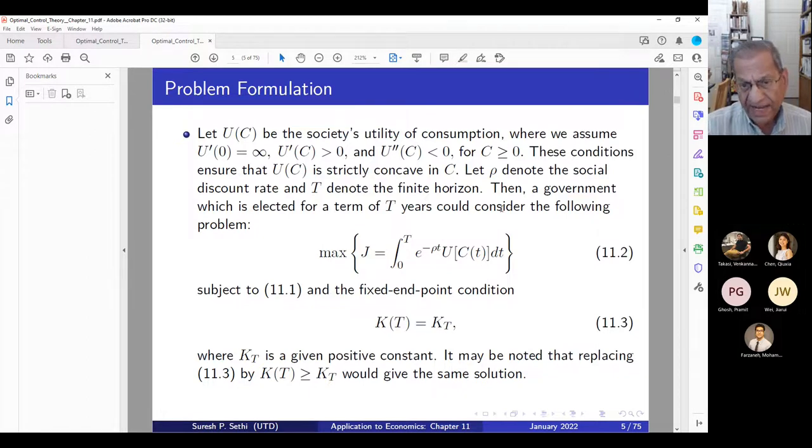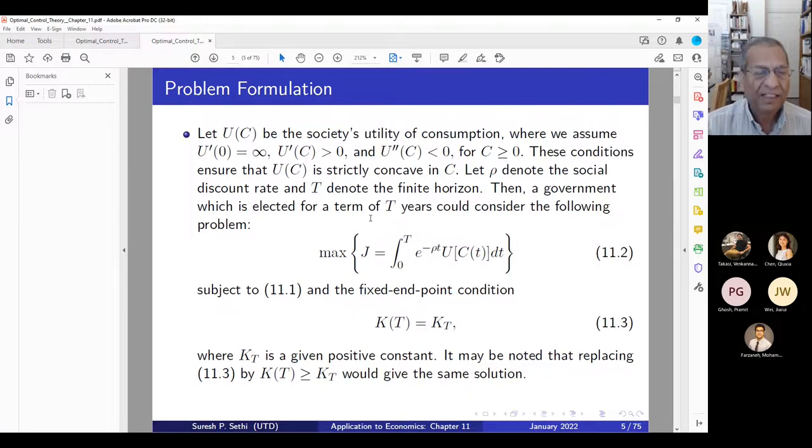Okay. And society wants to maximize the utility of consumption over time. Let's assume that the government is interested only in a term of years for which the government is elected, just like any other government. They only worry about what happens during their governing time, and they don't care about what happens next. So they maximize the utility of consumption during this zero to T.